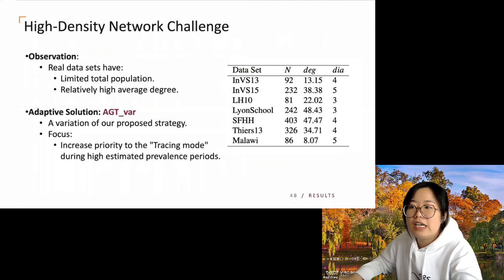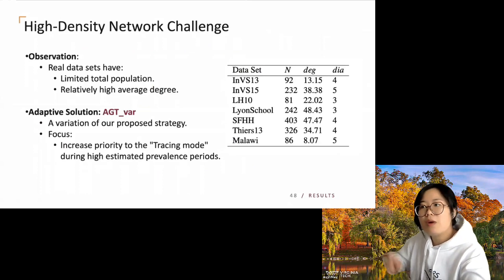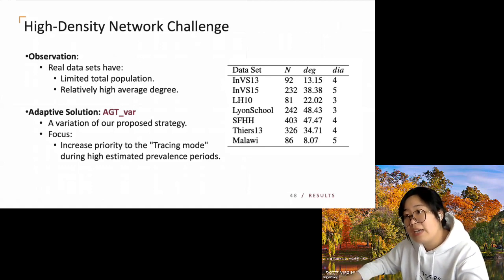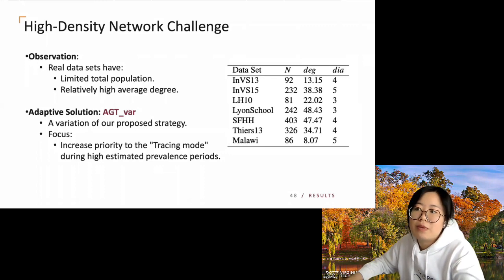Continuing our journey, since we noticed that the total population of each real data set is limited, but the average degree is relatively high, the spread of disease may be greater than the ones that we simulated on this synthetic network. So here we further develop a variation, noted as AGT variation, of our proposed strategy, which gives higher priority to the tracing mode when the estimated prevalence is high.